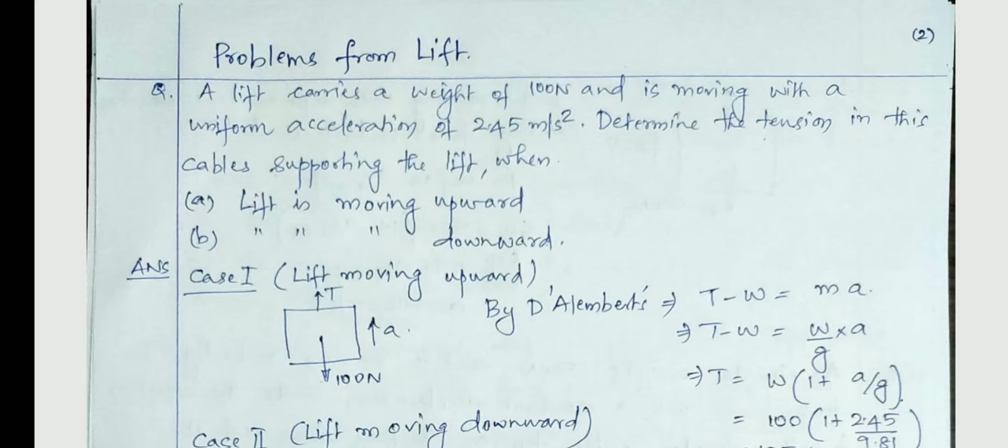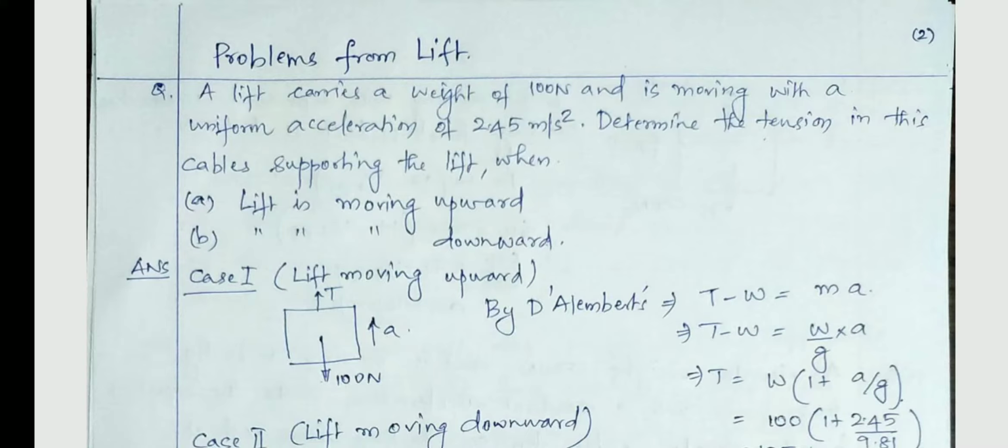Hi everyone. Today we are continuing our discussions with D'Alembert's principle. There are two kinds of problems which may come from this portion. As I already mentioned in the earlier lecture, there can be problems based on escalator motion or lift motion, and the other is the problems based on connected body or pulley problem. So today we are going to discuss lift problems.